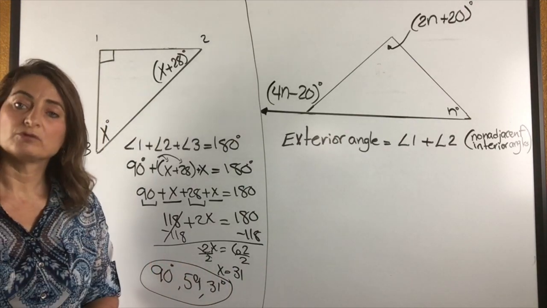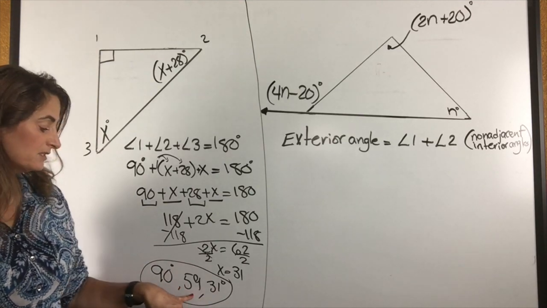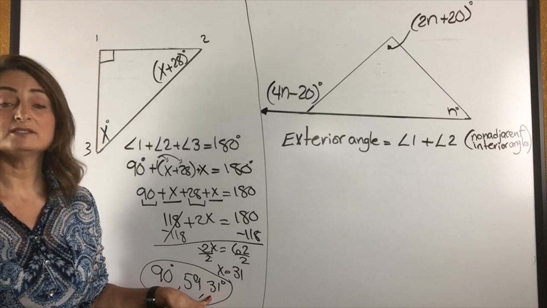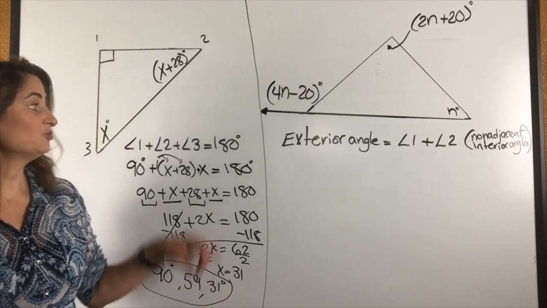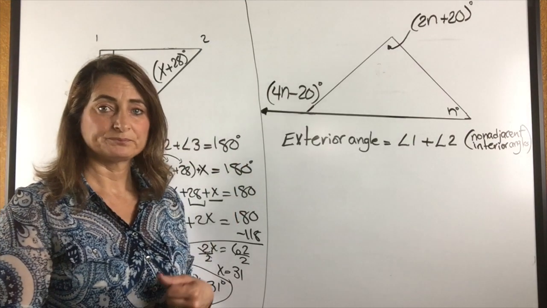How do I know my work is right? Add up all the angles. 90 plus 59 plus 31. Does that give you 180 degrees? Yes, it does, which means my work is right. Let's move on to the next one.